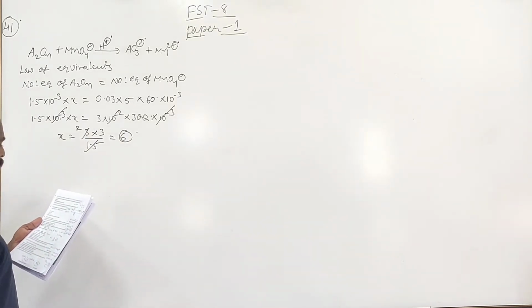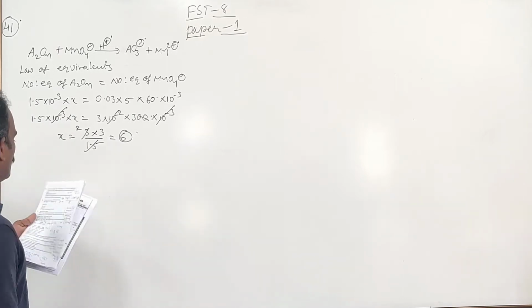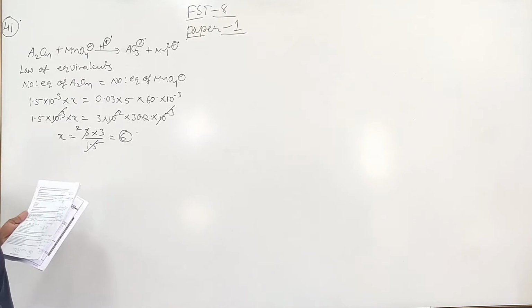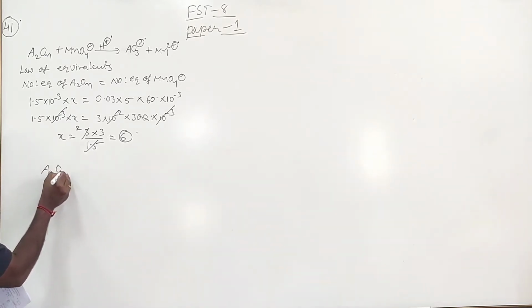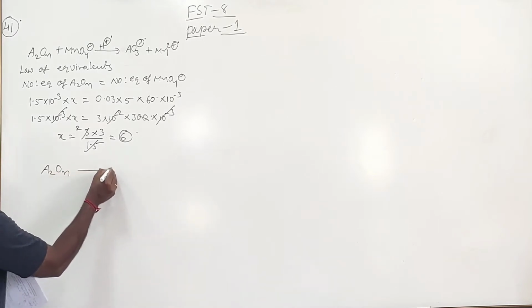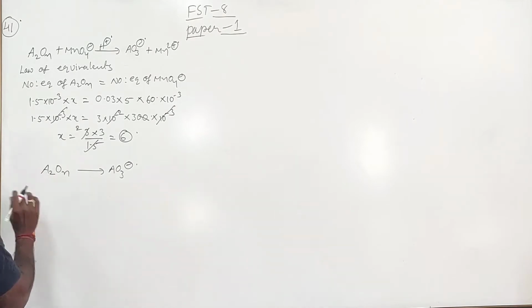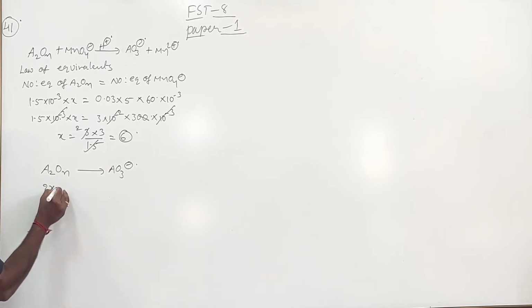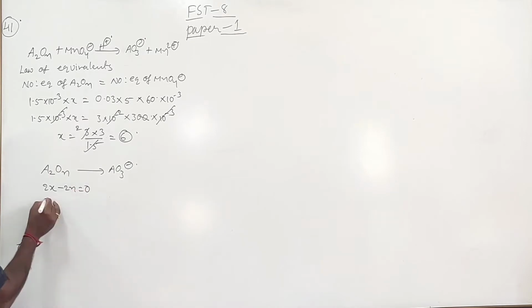Now what do we have to calculate here? What is the value of n? A2ON is oxidized to AO3 minus. A2ON converted to AO3 minus. Let us consider its oxidation state to be some x, so 2x minus 2n is going to be equal to 0, so 2x is equal to plus 2n.